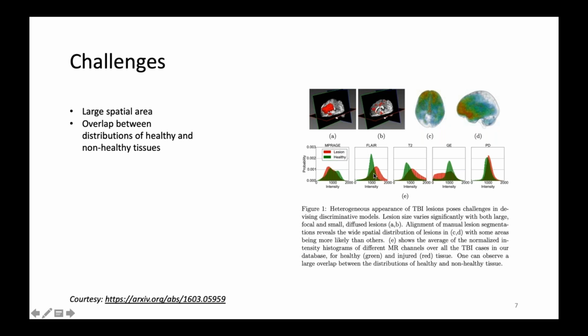As we can see, the intensity of the healthy part and the intensity of the non-healthy or lesion part is overlapping. So it is very difficult to figure out which part of the brain has the lesion, and it is very important to detect this lesion very early. It is quite a large area of the brain if we consider a 3D image.